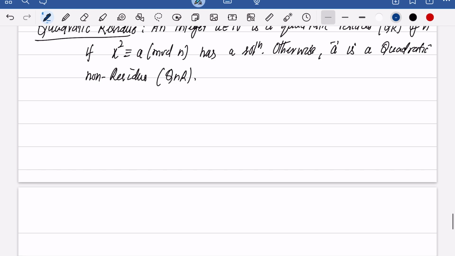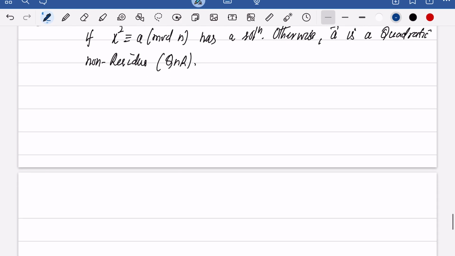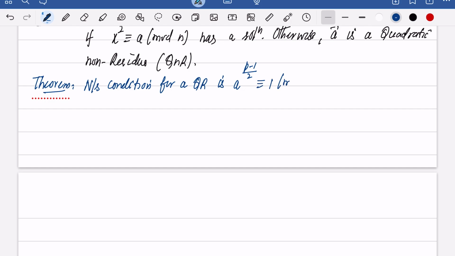Now, results regarding the quadratic residues and the quadratic non-residues. Later on we will see how to find the integers which are quadratic residues and quadratic non-residues. But right now we will include these theorems that are also necessary for any kind of entrance examination. The first one is the necessary and sufficient condition for a quadratic residue: a to the power (p minus 1)/2 is congruent to 1 modulo p. So this is the necessary and sufficient condition for a to be a quadratic residue of p. And the second is the necessary and sufficient condition for a quadratic non-residue of p: a to the power (p minus 1)/2 is congruent to minus 1 mod p.